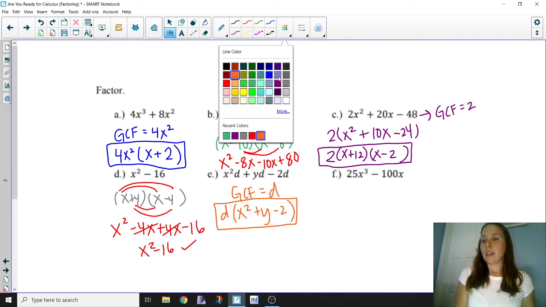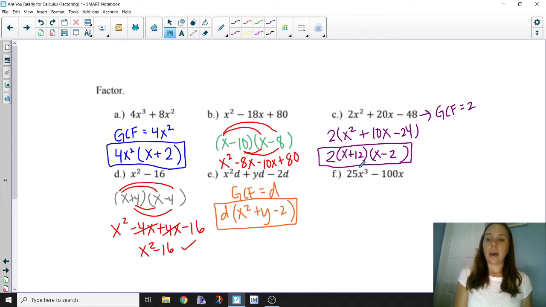Okay, and finally, one more. I'm kind of running out of colors that work. Let's go with this color. This is another one where we're going to have two steps. The first step is we're going to factor out a greatest common factor. And in this case, that is 25.